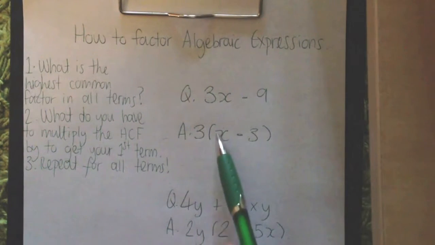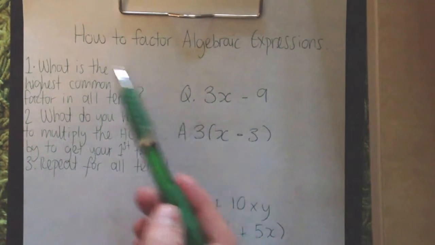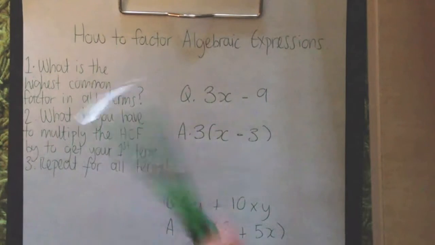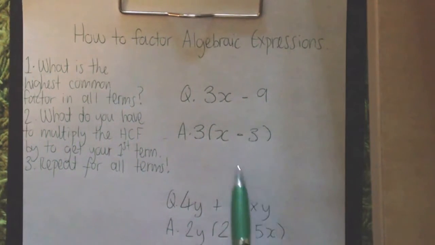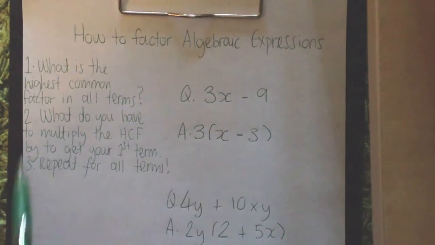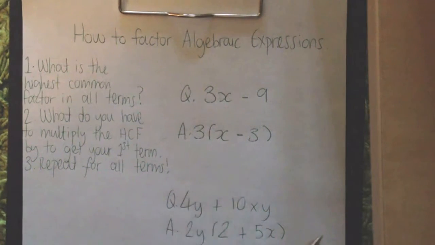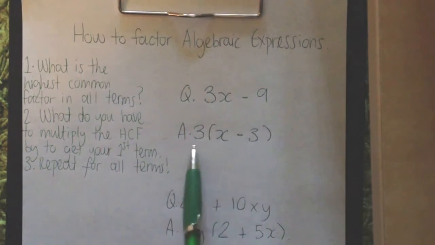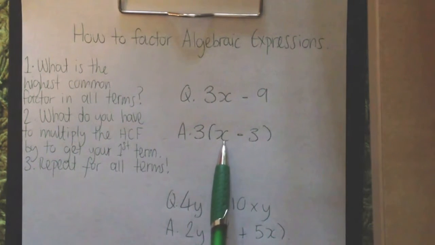Once you've got that, you want to open up the brackets, because factorising expressions is just another way of putting that into brackets, squidging it down. So you then have to ask, step 2, what do you have to multiply the highest common factor by to get your first term? In other words, what do we have to multiply 3 by to get to 3x? And the answer is going to be x.